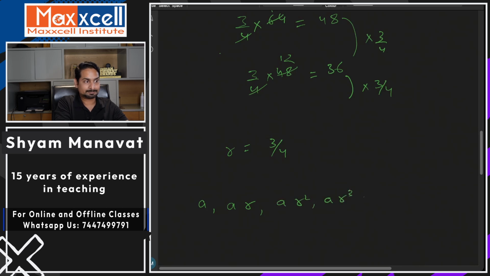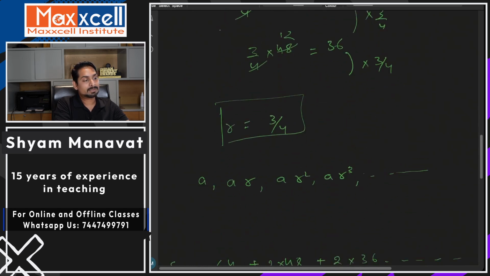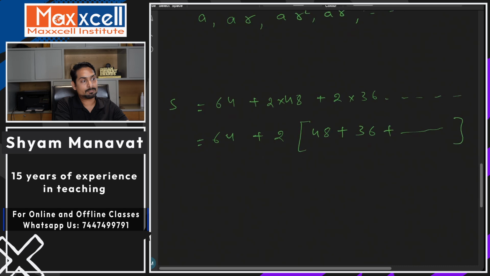Do you agree with me? Yeah. So common ratio, you got 3/4. What should be the first term if I want to count this as geometric progression? First term will not be 64 here because 64 is not repeating. The series is starting from here, you can see. So I will keep 64 as it is, this 2 also as it is.